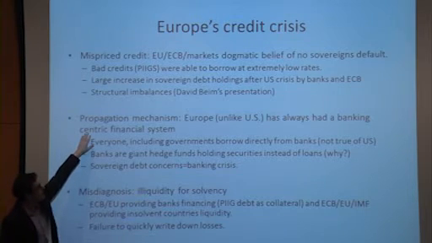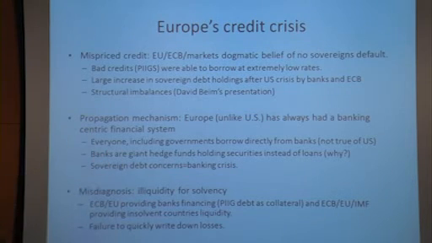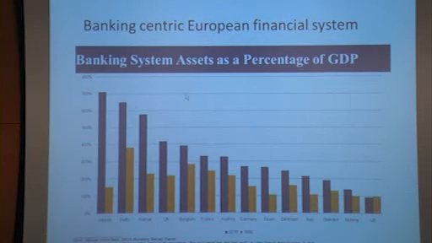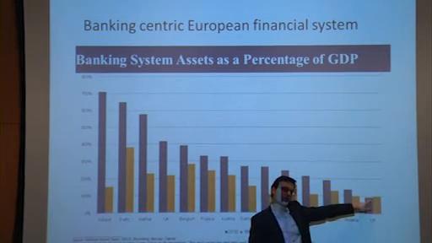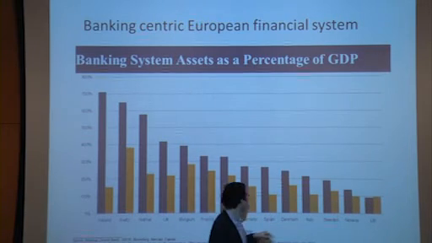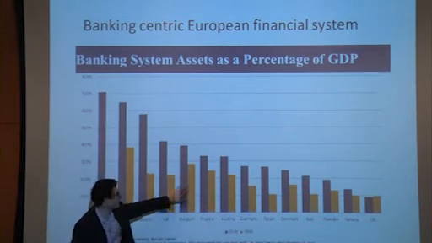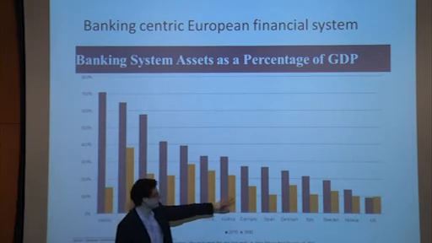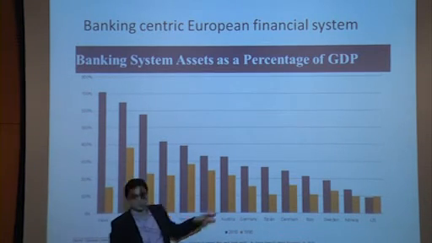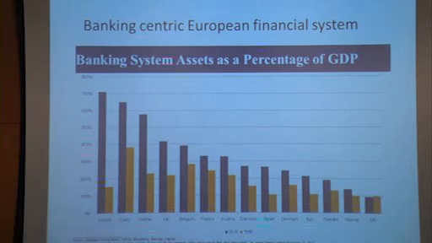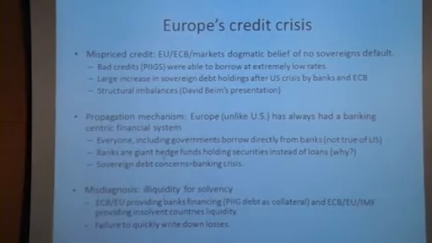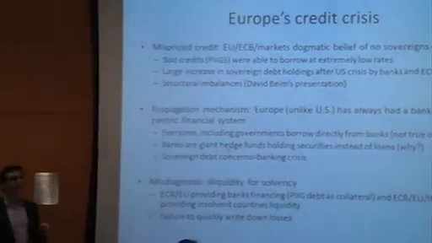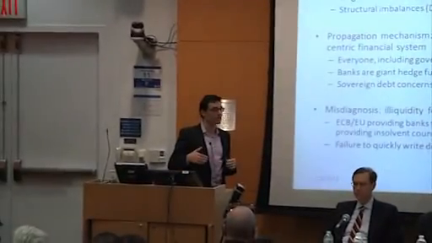You need a propagation mechanism. Europe, unlike the US, has always been a very banking-centric economy. If you look at banking system assets as a percentage of GDP, I think we have big banks, but we're actually over here, which is the lowest in the world. And then a lot of the problematic European countries are over here. Even a country like Germany has a banking system as a percentage of GDP roughly twice ours. So the European banks sort of look like giant hedge funds holding lots of securities, not so many loans. And a lot of the securities they hold are government bonds.